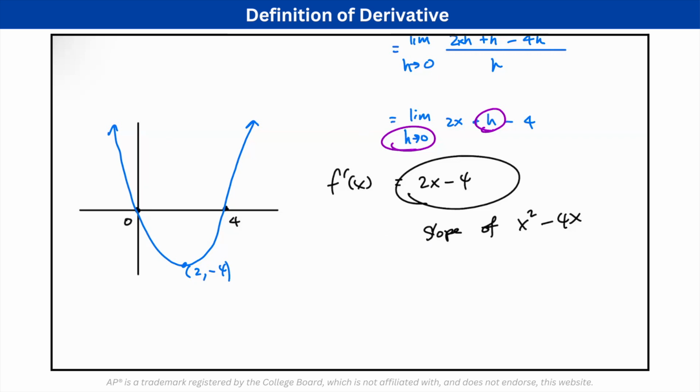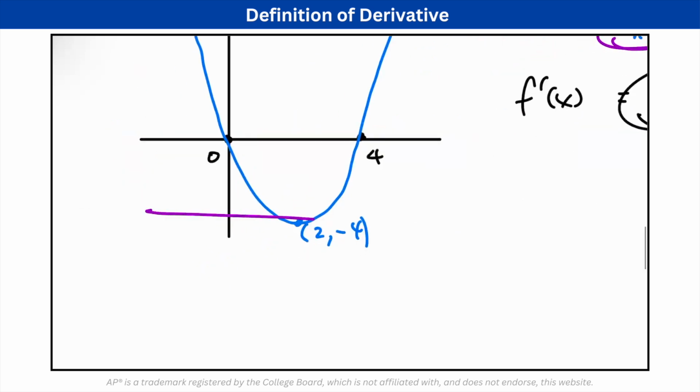Now, here's a little thing I want to share with you as well. See the vertex right there? The vertex right here? We always love to ask questions like this. What is the slope at the vertex? 0.